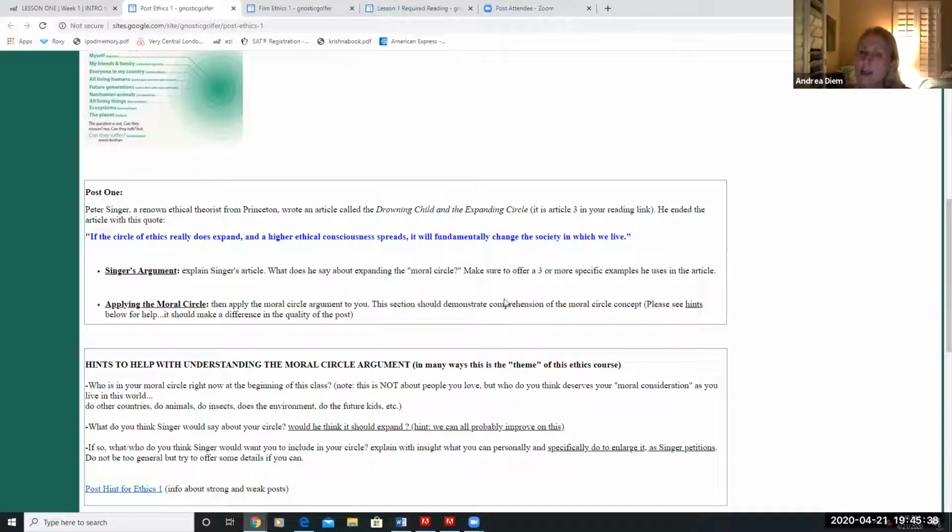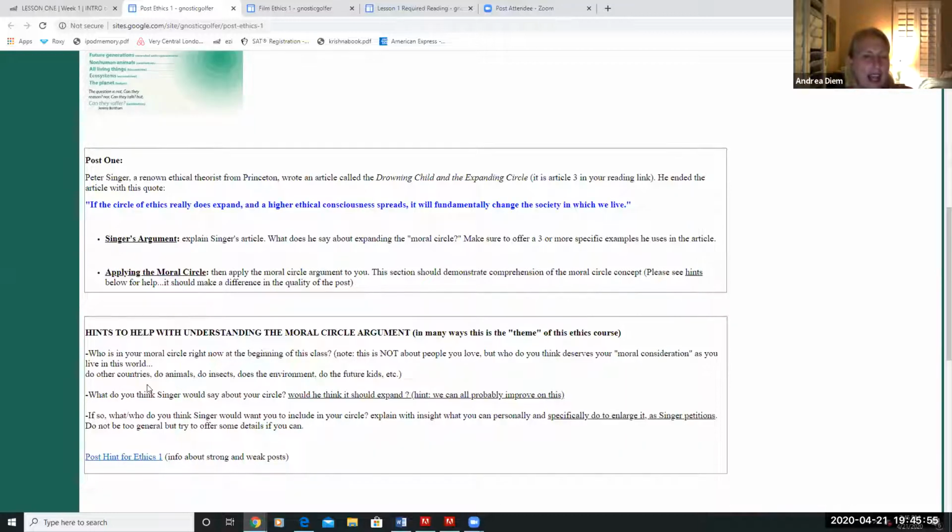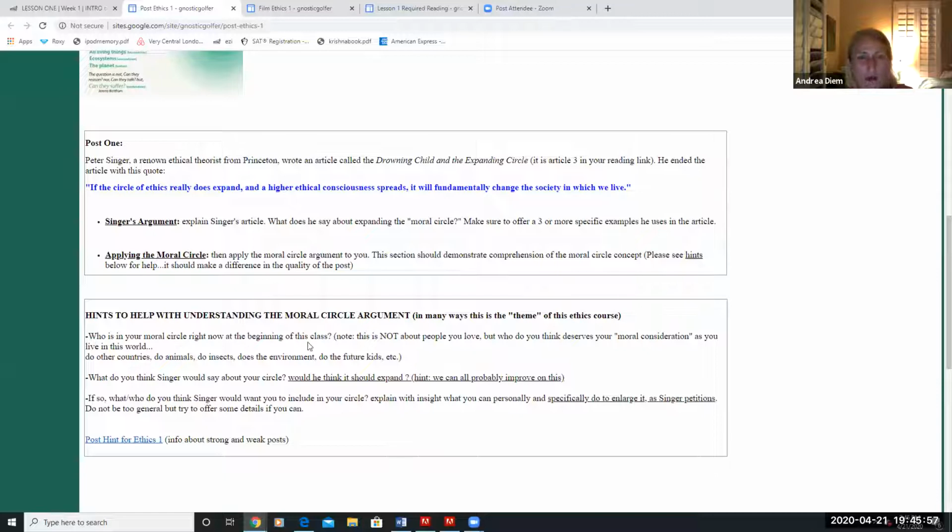Explain the article. And I say to give some examples from the reading, because that's a really good way to say, hey, I read it. Look, I'm showing these cool examples. And then applying the moral circle to you. And again, it's a lot more than just who do you love and who do you consider. But I ask you, for instance, who is in your moral circle?